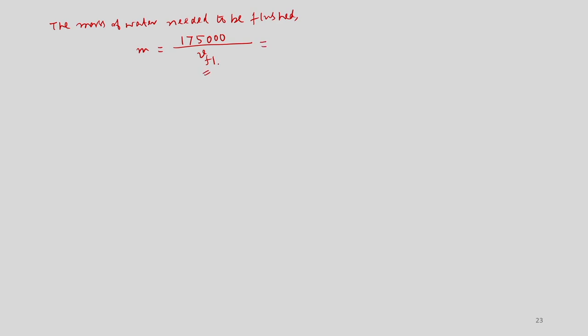This is specific volume at condition 1. So, this is something like 0.0011766 and which is calculated to be 1.4873 into 10 to the power of 8 kg. So, if we have to find out the total energy stored in accumulator, then we can do it now.